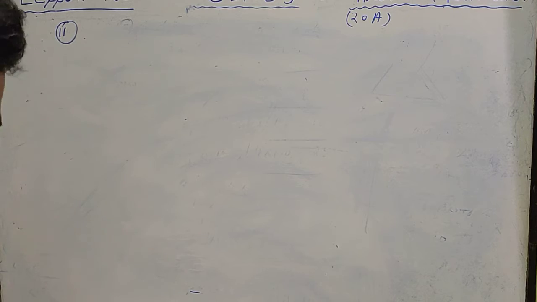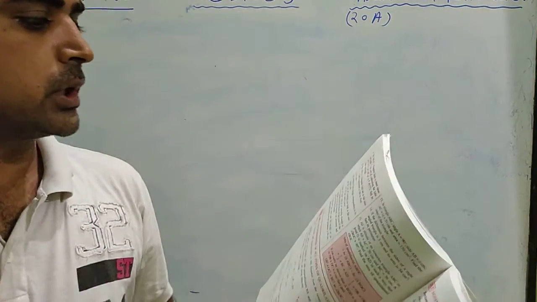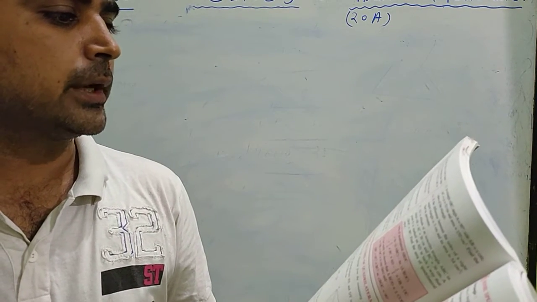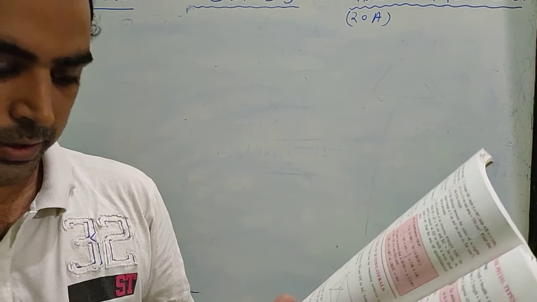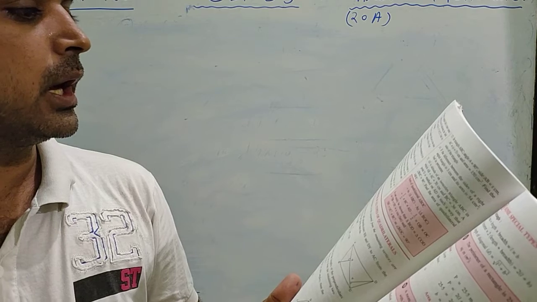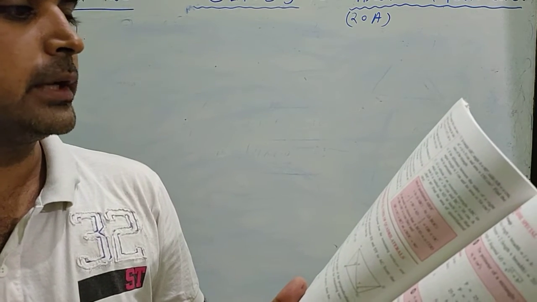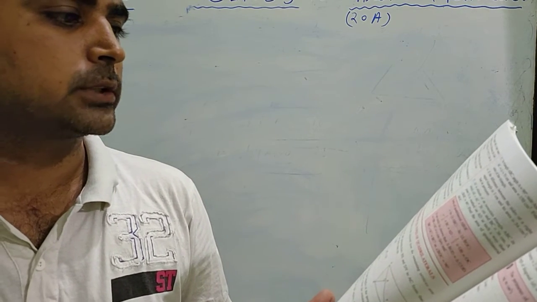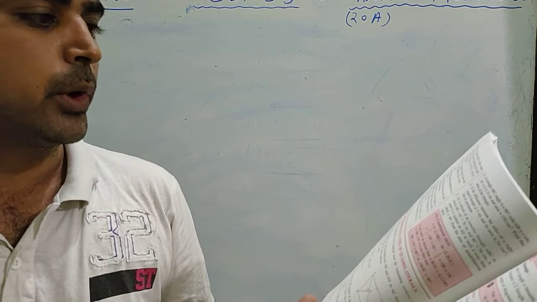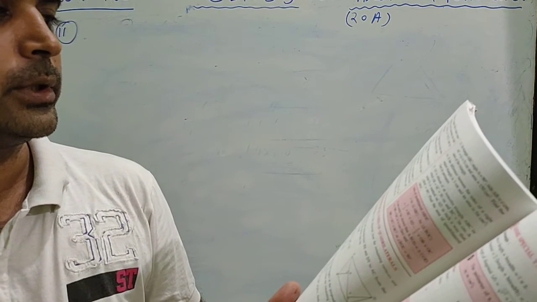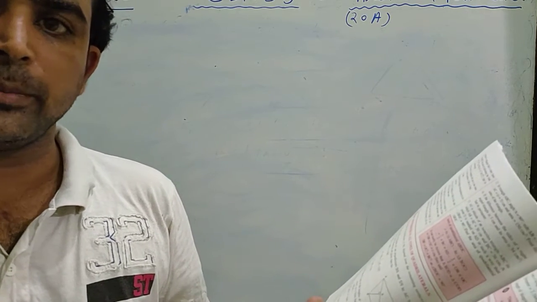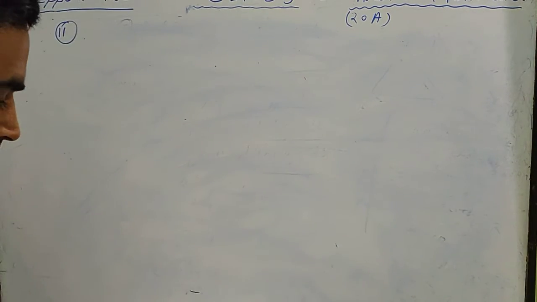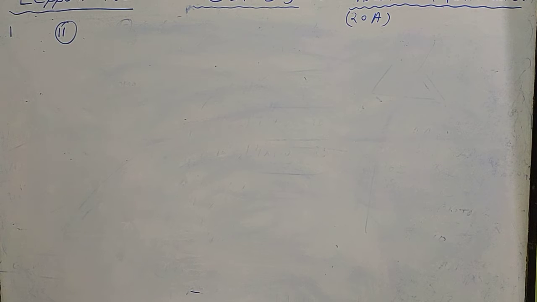Okay, now we solve question number 11. Question number 11 is: each equal side of an isosceles triangle is 4 centimeter greater than the height. Means suppose the height is x, then the equal side will be x plus 4. If the base is given 24 centimeter, calculate the perimeter and the area of the triangle. Perimeter has to be found and area has to be found.